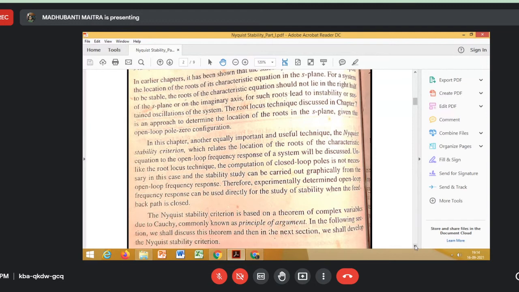But if one single root of the characteristic equation lies in the right half of the S plane and the rest are in the left half of the S plane, in that case the system will become an unstable system and the system will be of no use to us. So Nyquist stability criterion plays a key role for finding out the absolute stability of the system. That means whether the system is stable or not. That means yes, no criterion.